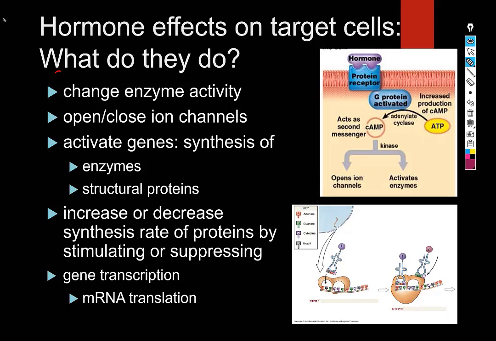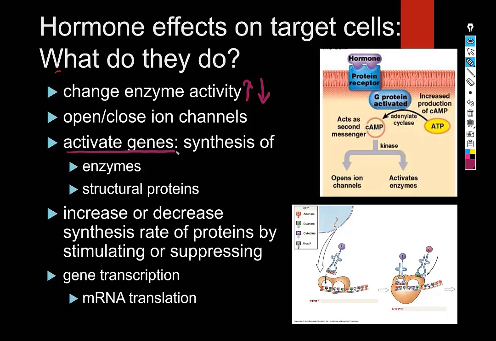Well, they change enzyme activity. And that can mean increasing it or decreasing it. It could be either. They can also open or close ion channels. So one significance of that particular bullet point might mean, let's say they close ion channels. If they close ion channels, like let's maybe say voltage-gated calcium channels, that might inhibit a cell from releasing neurotransmitter, for example. So that's one example of how that can work.